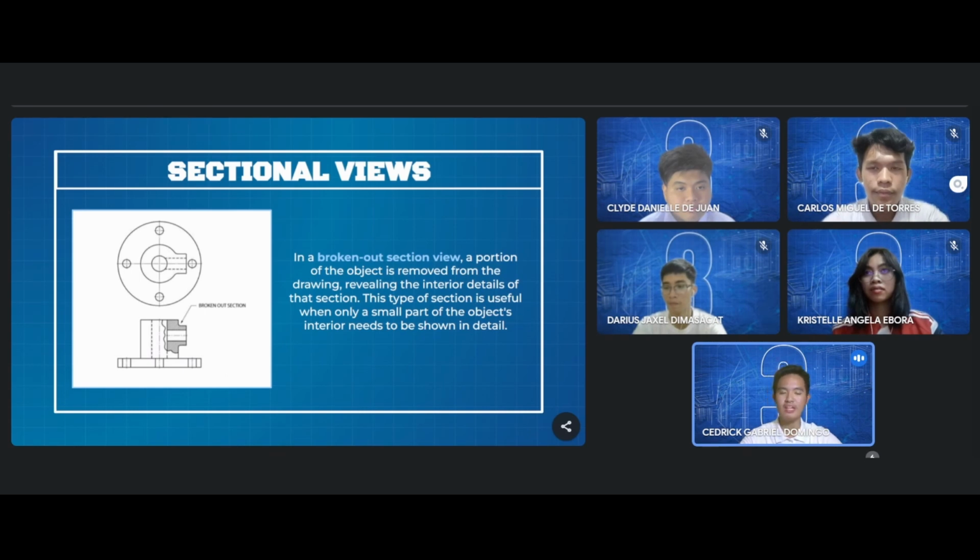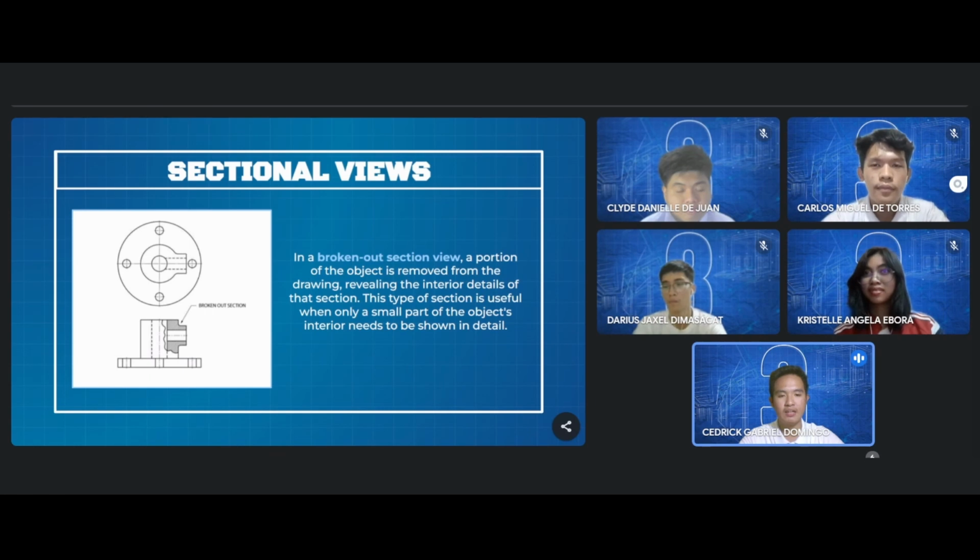In a broken out section view, a portion of the object is shown with a detailed, enlarged representation of the internal features, while the rest of the object is depicted as an outline or with less detail. The broken out section view typically includes a leader line pointing to the area of interest along with a label or note indicating that the detail is being magnified for clarity.